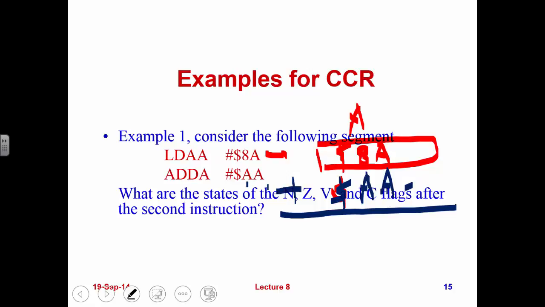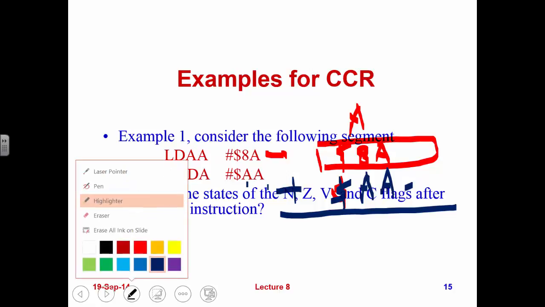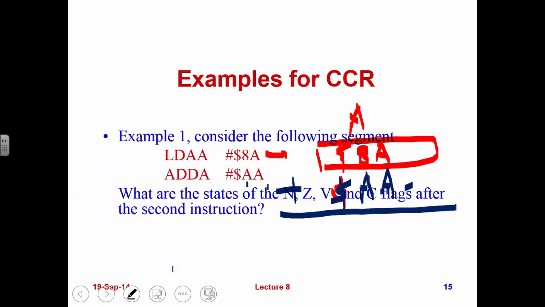When we add these 2 numbers, we have a new result, and we have the information shown by the condition code register flag bits. If the number is 0, then Z becomes 1. When the number is negative, then N becomes 1. When you have carry, C is 1. When you have borrow, C is 1. So we are asking, after we do this operation, what should be those bits: N, Z, V, and C.